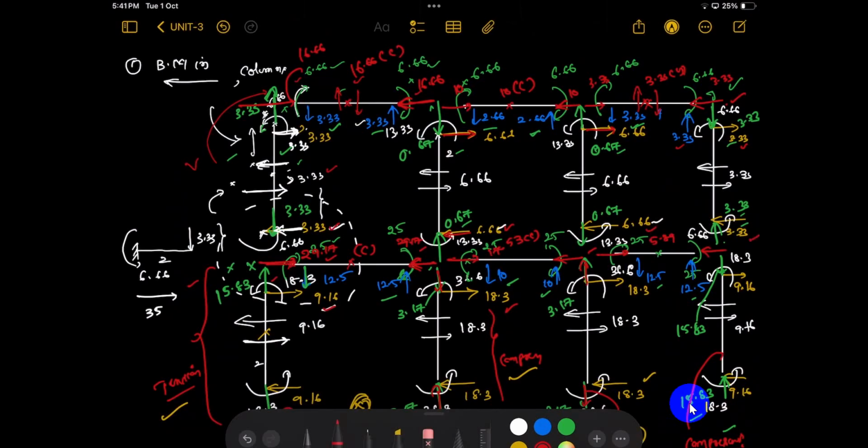So you can check it is 3.33 minus 9.16. You can get 5.83. Okay, that's it.